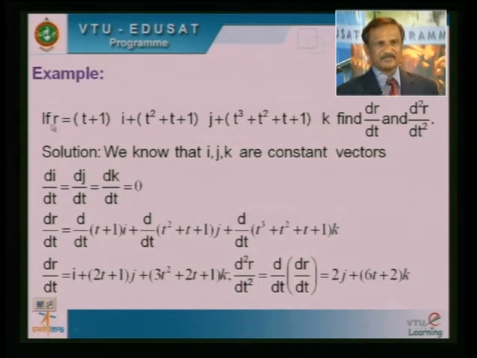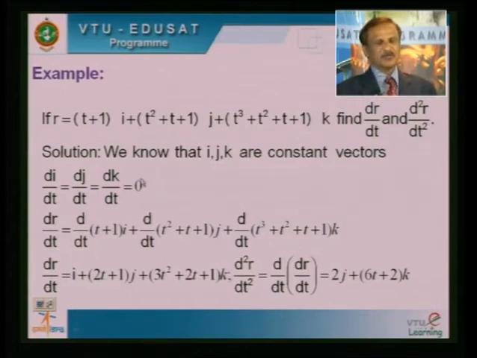So you can verify one example. It is given that r is equal to (t plus 1) into i plus (t square plus t plus 1) into j plus (t cube plus t square plus t plus 1) into k. Find dr by dt. It means they have given a vector function. What is the name of the vector function? r. Now I want to differentiate r with respect to t. It means I want to find the derivative of a vector function. Is it clear? And similarly, I want to find the second derivative of the vector function. Is it clear? Right? So we will come to know how we find dr by dt and d square r by dt square from this example.